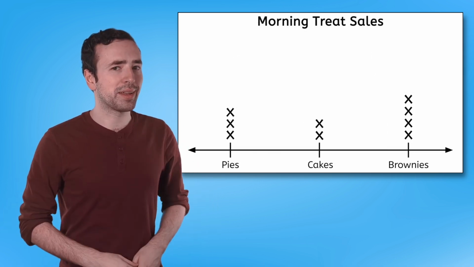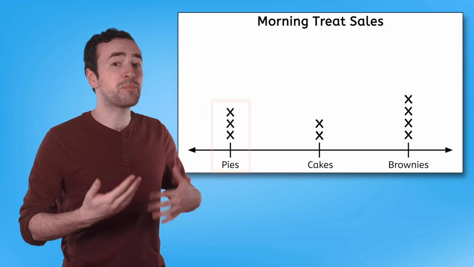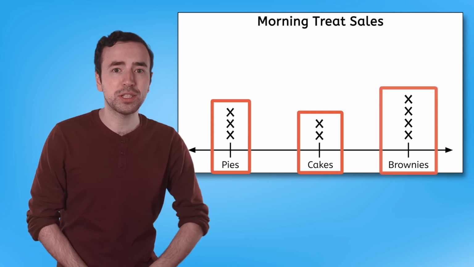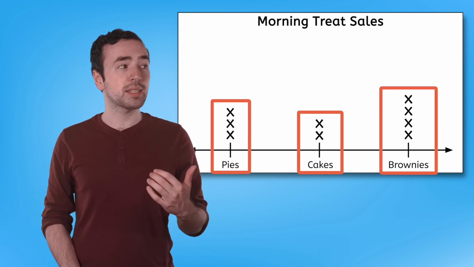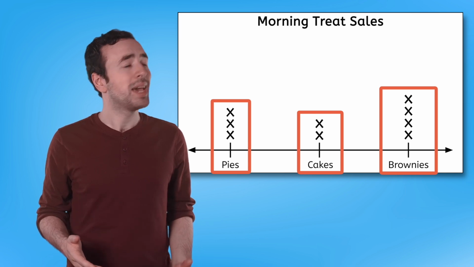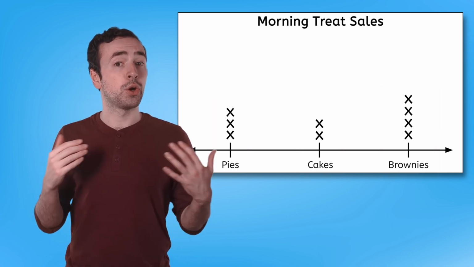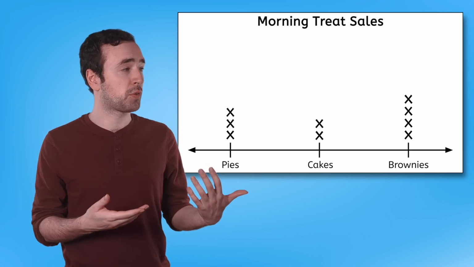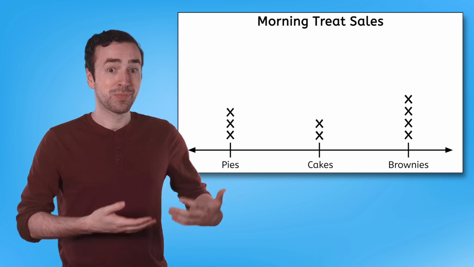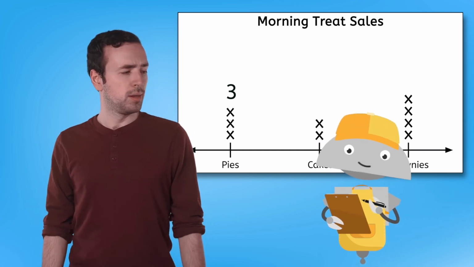What kind of data is being collected here? This is showing how many pies, cakes, and brownies we've sold so far. This is called a line plot, and it's very similar to using tally marks. Each X represents 1 item sold. So, how many pies have we sold so far? 3 X's means we've sold 3 pies.